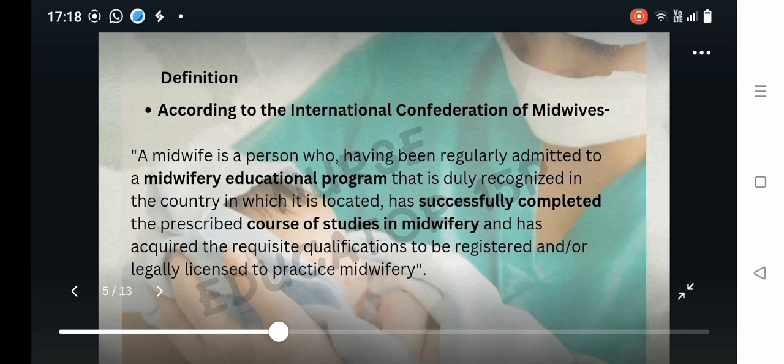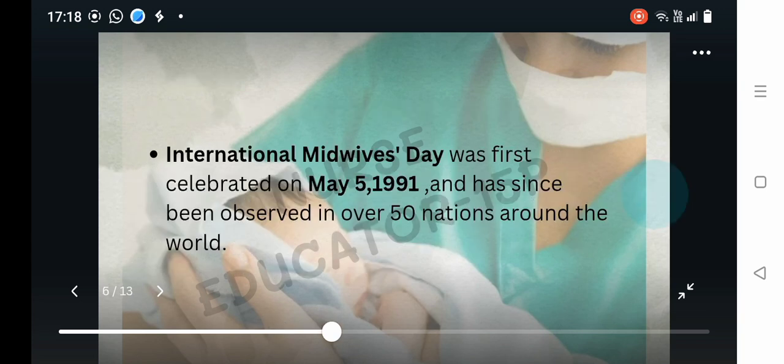She has successfully completed the prescribed course of studies in midwifery and has acquired the requisite qualification to be registered, and she is legally licensed to practice midwifery. She can also practice midwifery legally. This is the definition of the word midwife.